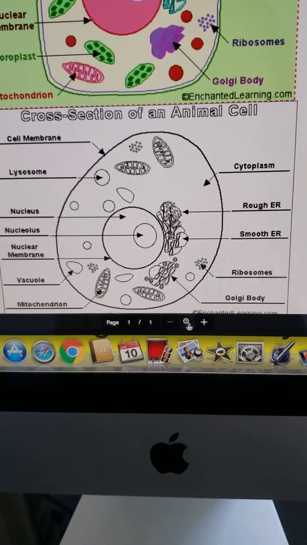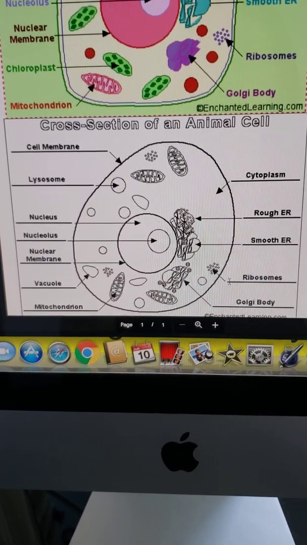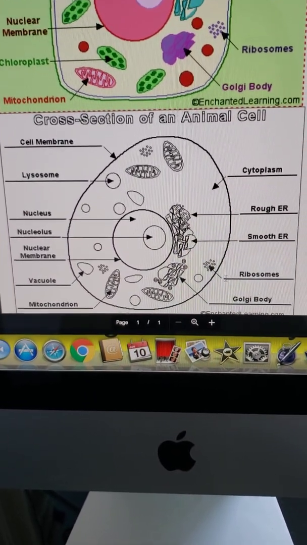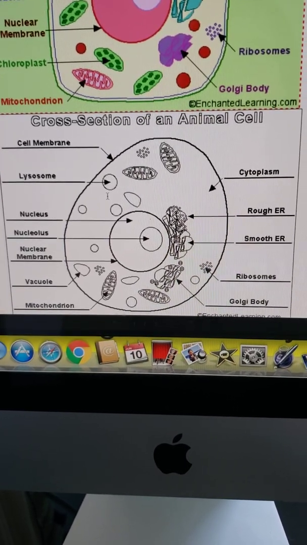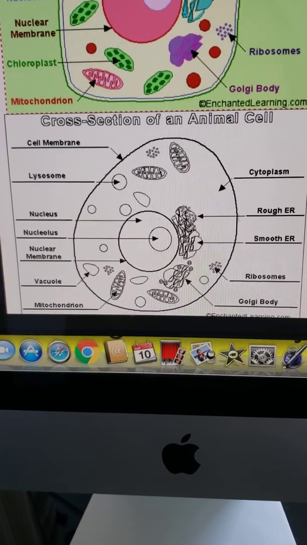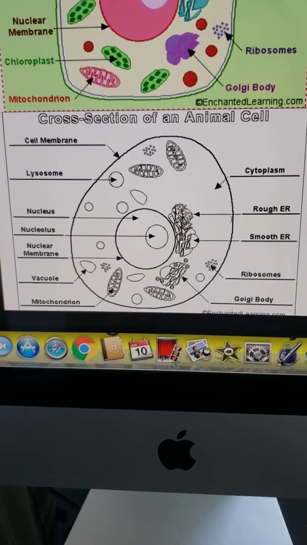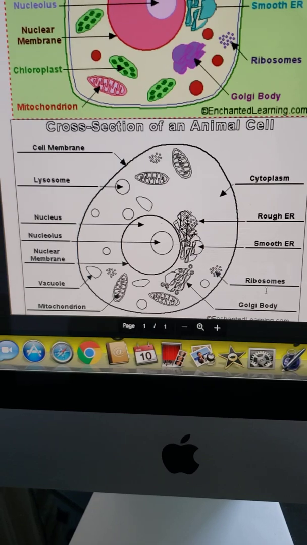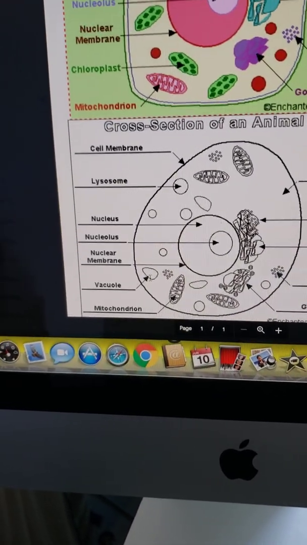Where are our ribosomes? There's our ribosomes right here. Your ribosomes make the proteins. Here's my lysosome cleaning the cell. There's my rough and smooth ER, or endoplasmic reticulum, which is going to transport materials that are packaged by your Golgi bodies. And look at the vacuole.